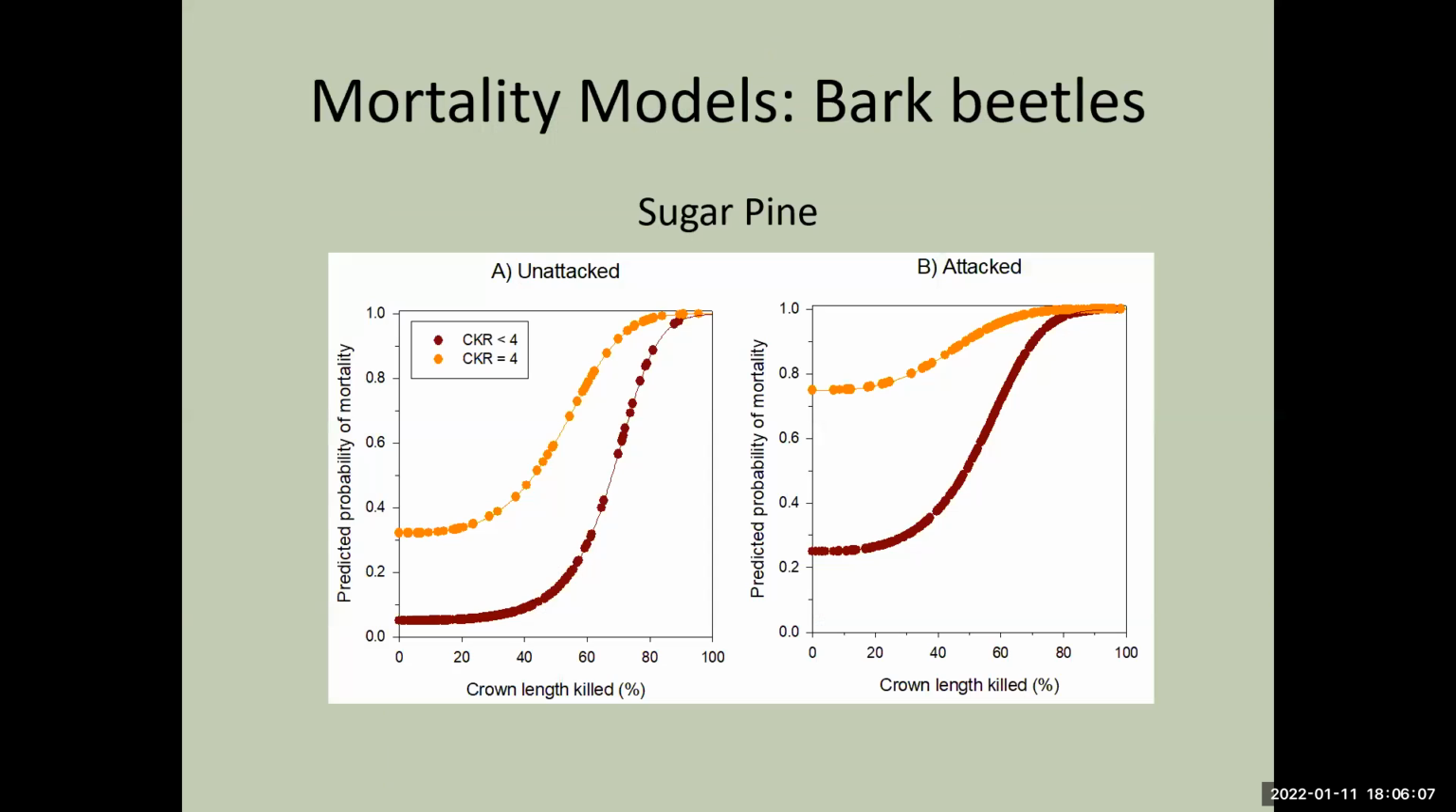And so back to the models, you can see the unattacked graph on the left for sugar pine, and then the attacked tree on the right. You can see how the presence of red turpentine beetle really bumped up the predicted probability of mortality for any given crown length kill, both for trees that had high levels of cambium injury and lesser amounts.